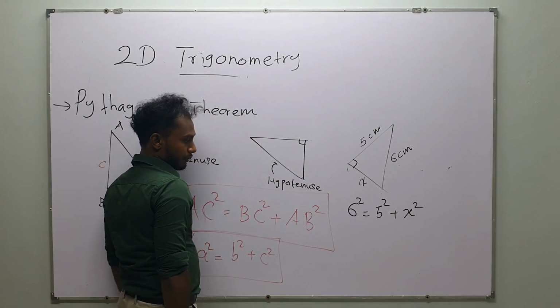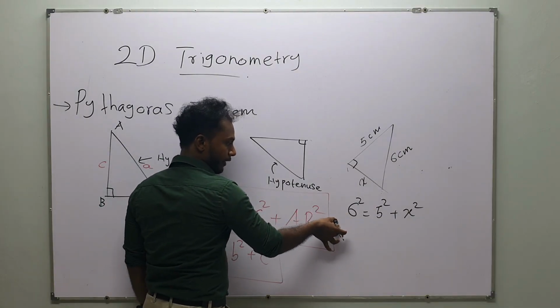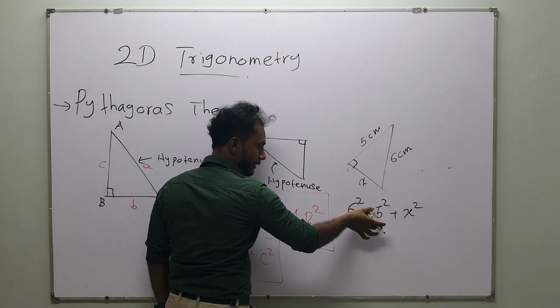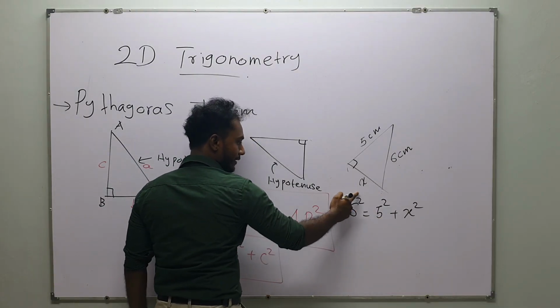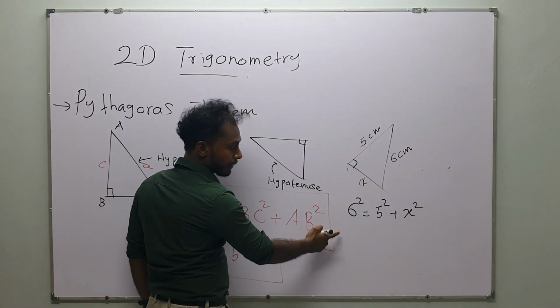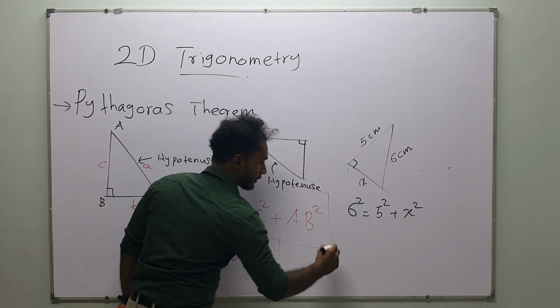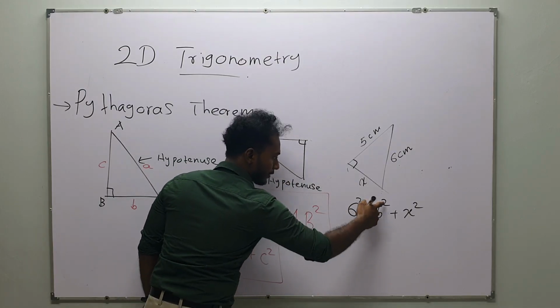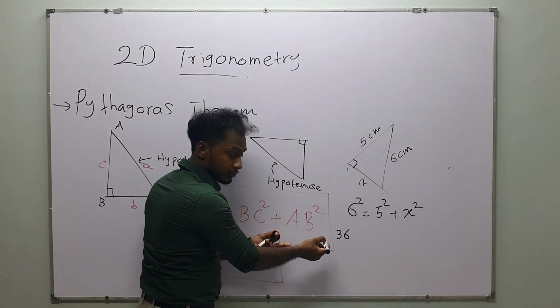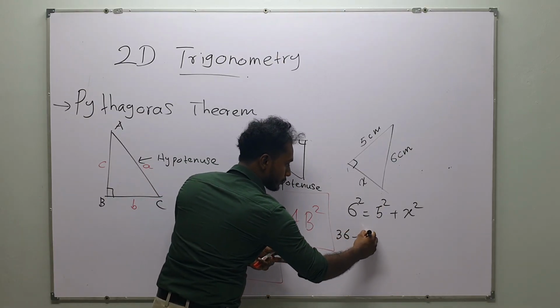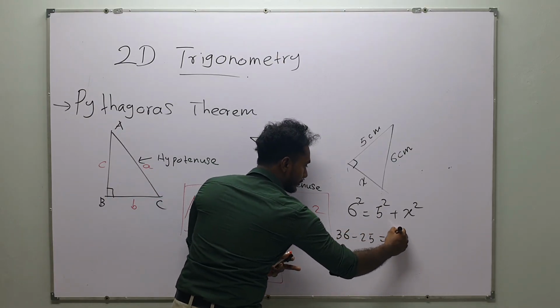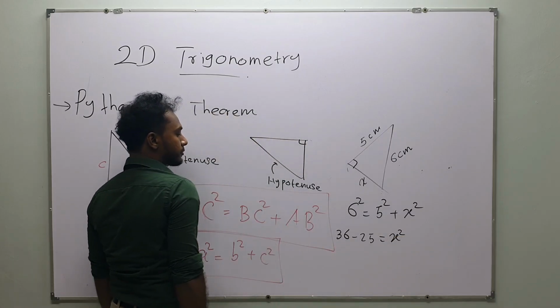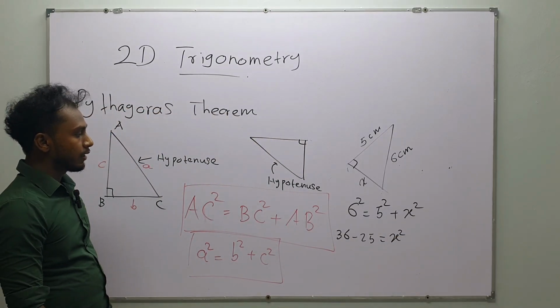So we'll rearrange the equation. I can take this 5 squared to this side. Since it is added, it will get subtracted, and we'll expand it in the same step. 6 squared means 36. 5 squared is 25. I'm taking it to this side. That will become 36 minus 25 equals x squared. Then you can subtract 36 minus 25.